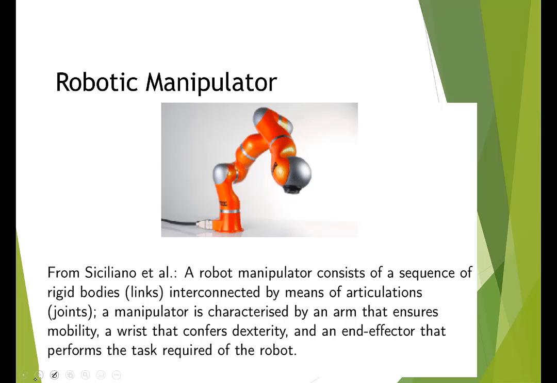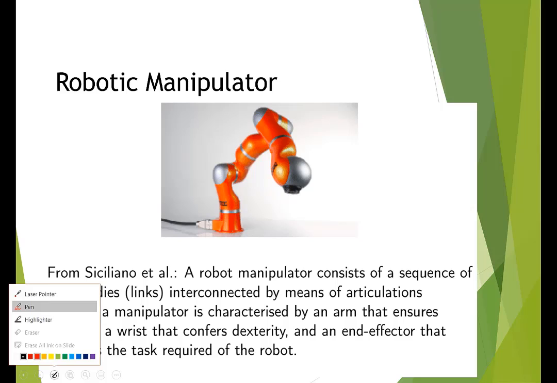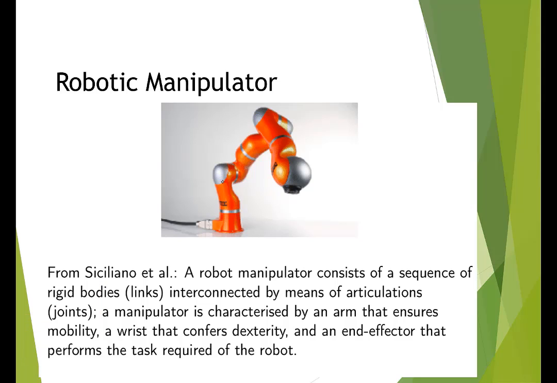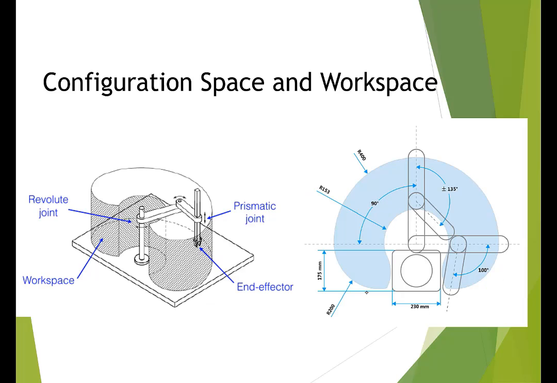And a robotic manipulator, as we mentioned, is made of several links that are connected using joints. And the goal of modeling of a robot is to relate its configuration space to its workspace. Now let's talk about what this configuration and workspace are.